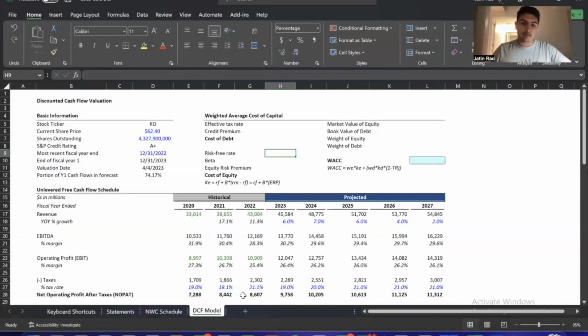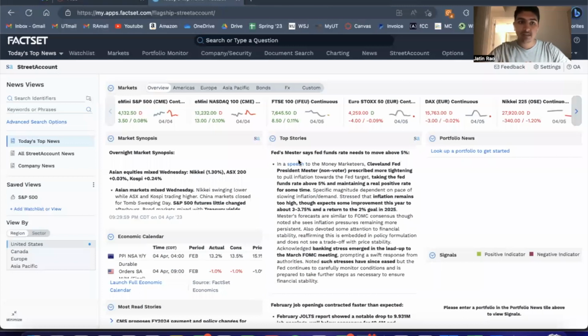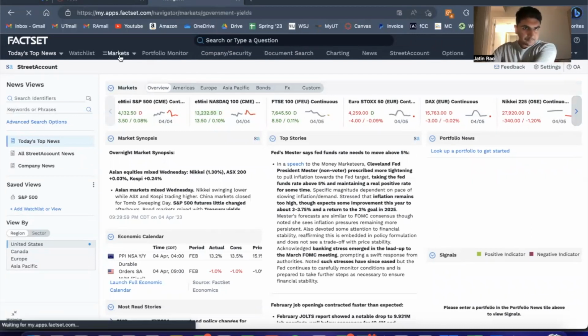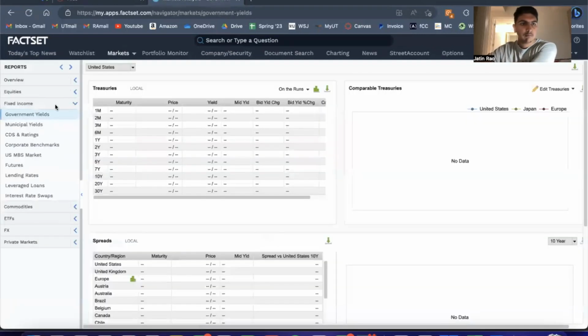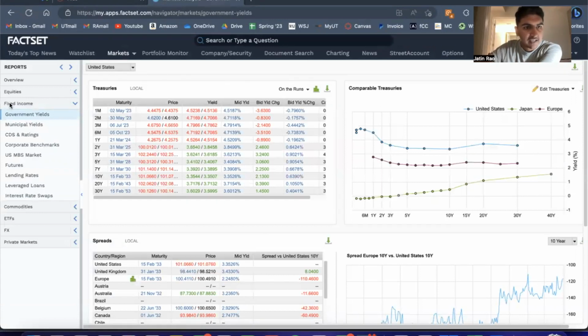Well, we can look up what the risk-free rate is right now. There are lots of ways to do this. You can use FactSet. So this is the FactSet page. If you go to markets, and go to fixed income, and go to government yields, you will see that the 10-year is right now trading at 3.35%, roughly.